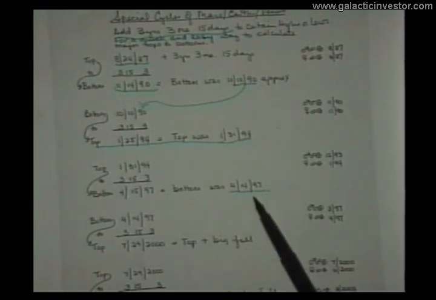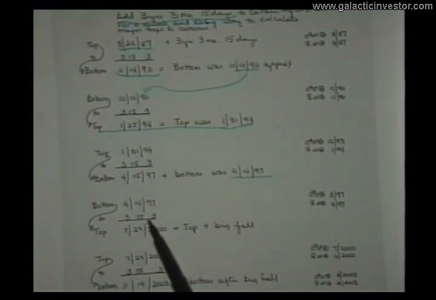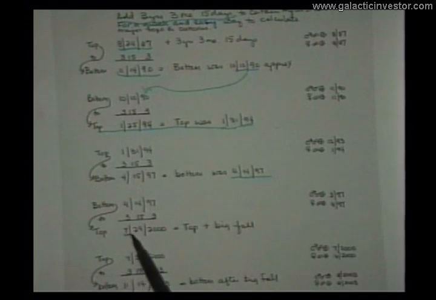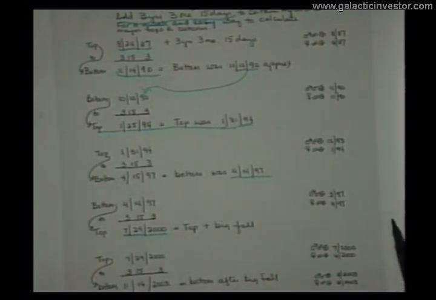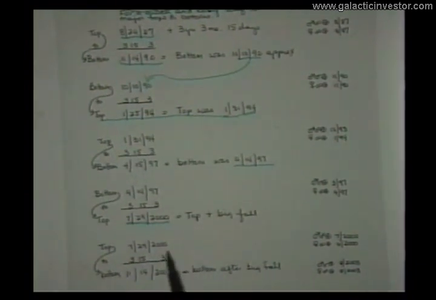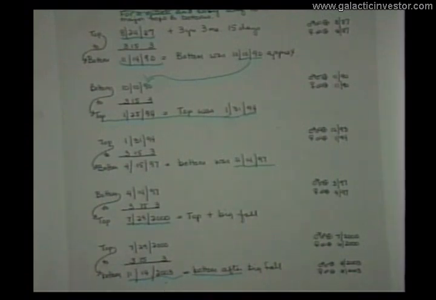So now if we take that date and we add to it 3 years, 3 months and 15 days, we get a top to form right here in 2000 with a big fall from that top. And then if we take that top and we add to it 3 years, 3 months and 15 days, we get a big fall to a bottom that's going to occur in 2003.